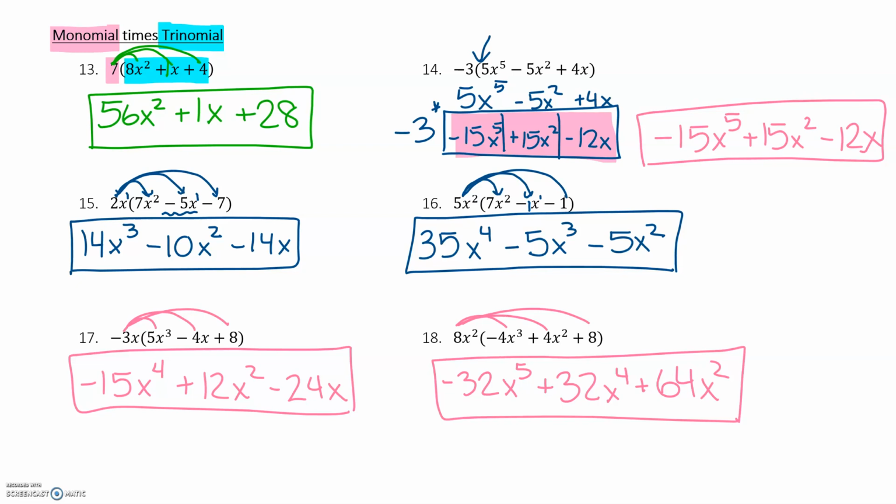Okay? Notice the degree on them are different. Like number 13, the biggest degree is a 2. So that means it's a quadratic trinomial. But the degree on number 15 is a 3. So that means it's a cubic trinomial. Okay? So we're seeing these that are different.